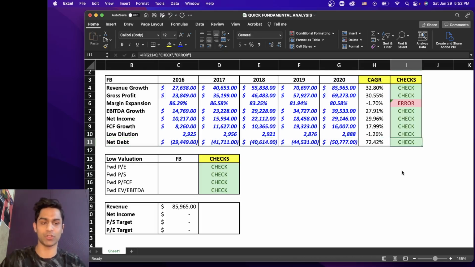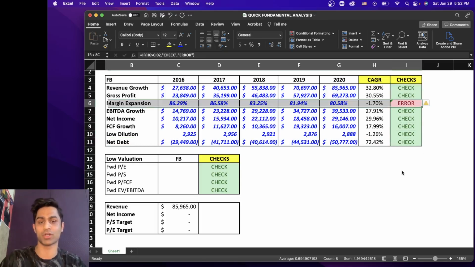So Facebook so far has all checks except for one error, which is the margin expansion, which I'm going to let slide because the margins already are so high for Facebook at over 80%. So that's completely normal. That's completely okay for Facebook.